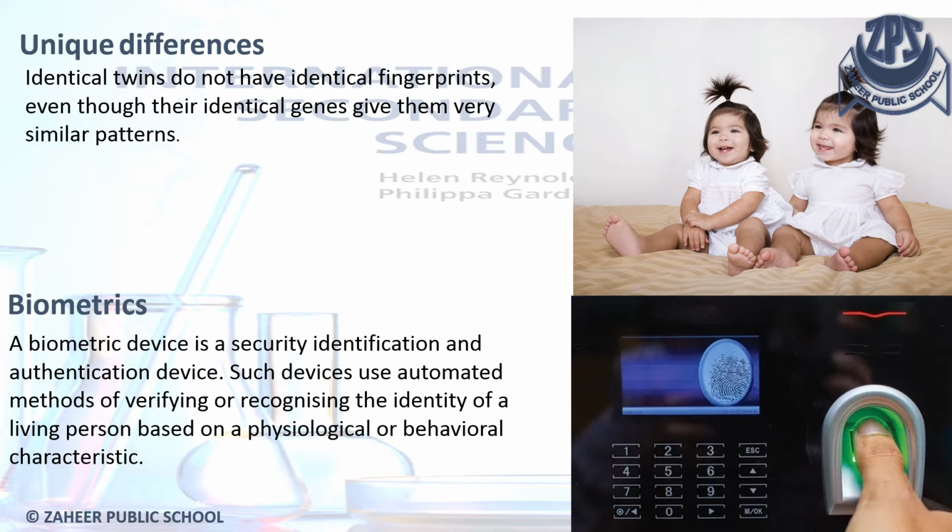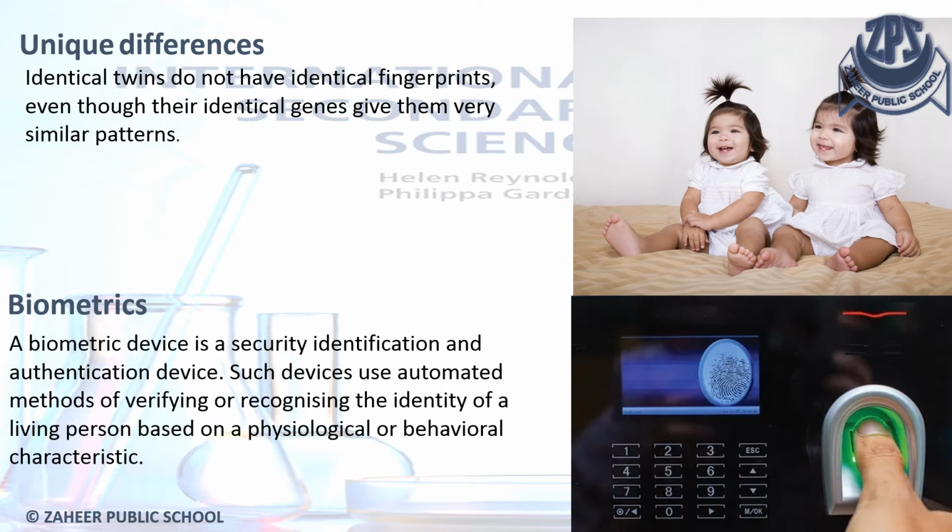Although we human beings look alike, we all have different features, like different face shapes, different eye colors, different voices, etc. The most unique difference between every human being is the fingerprints; even identical twins do not have identical fingerprints.